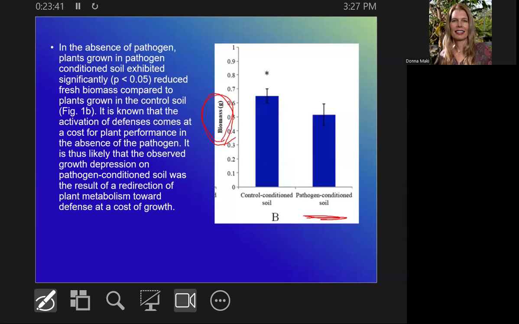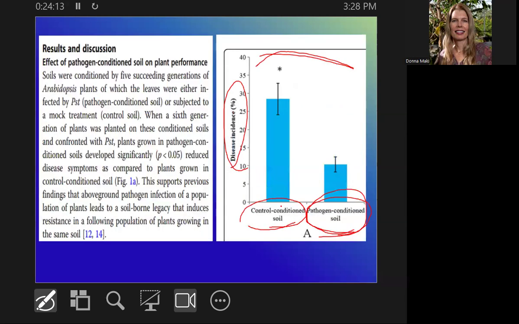The 6th generation of plants, or the 6th set of plants that got put into there, you can see that when they were in the pathogen conditioned soil, they were not growing as much. They were activating their defenses, thinking that they were going to be attacked because the microbial community in that pathogen conditioned soil was basically giving them the signals that there's pathogens around. And then here, when they were just put in the control soil, they grew fine.